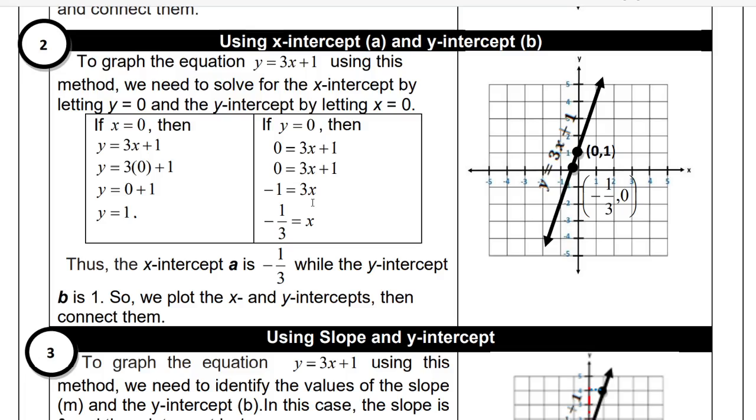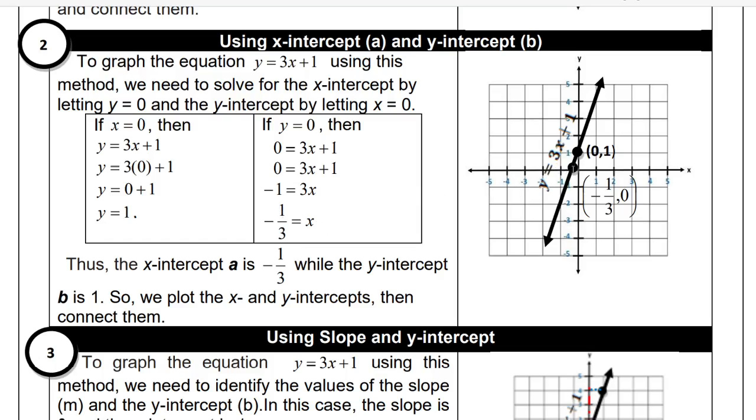Therefore, multiplying both sides using the multiplicative inverse, the multiplication property of equality. So, multiplying by 1/3 both sides, times 1/3 times 1/3. So, this will become -1/3. This is 1x or just x. So, therefore, your x-intercept is -1/3.